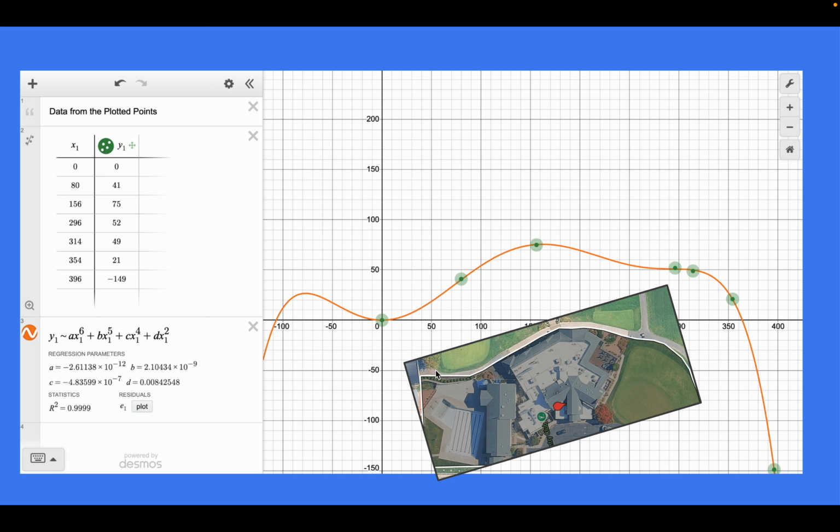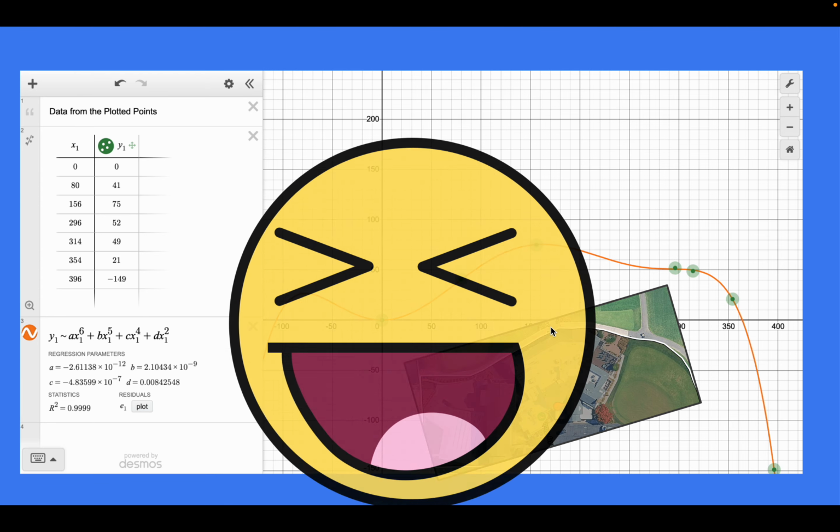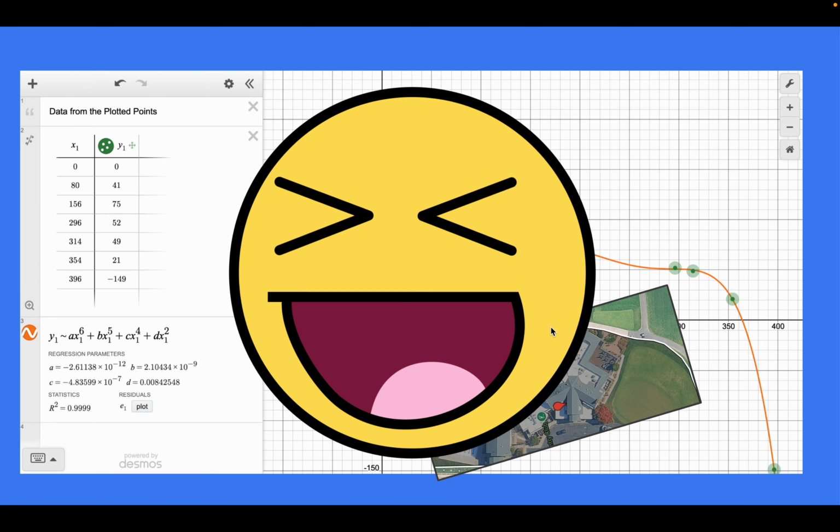And as you can see here, it's pretty similar. Yeah, so it's pretty similar, which is good. It means we'll get the most accurate result out of this polynomial here.